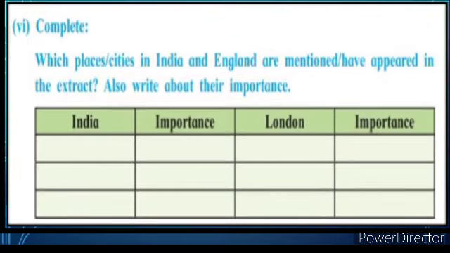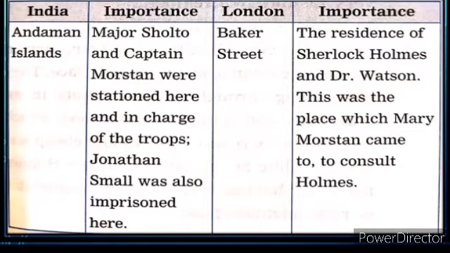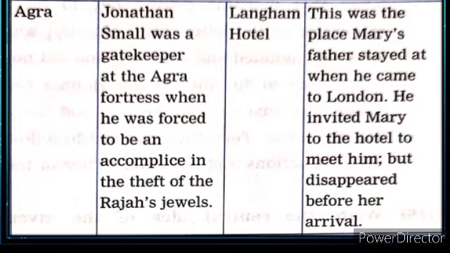Complete which places, cities in India and England have appeared in the extract. Also write about their importance. India: the Andaman Islands, where Major Sholto and Captain Marston were stationed and in charge of the troops. Jonathan Small was also imprisoned here. London: Baker Street, the residence of Sherlock Holmes and Dr. Watson. This was the place where Mary Marston came to consult Holmes.